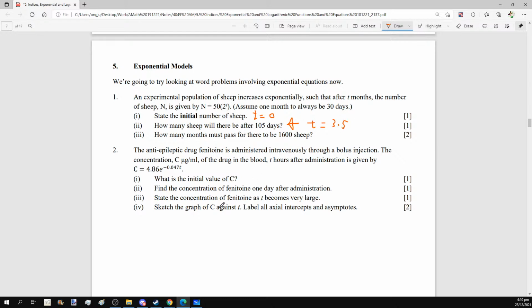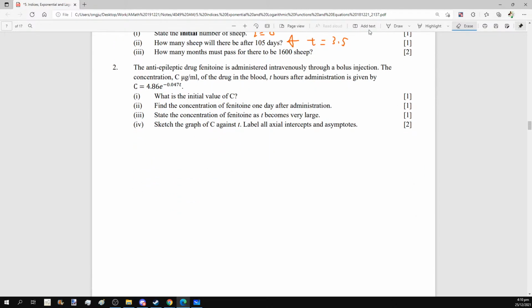Right? And of course, some questions will ask you for some common sense questions, such as what happens when the time goes to infinity, in which case we will look at the graph itself, because the graph eventually flattens out towards a certain number. And then for part 4, they'll ask you to draw the graph. This is quite straightforward. Right, so I will want to talk more about this flattening out.